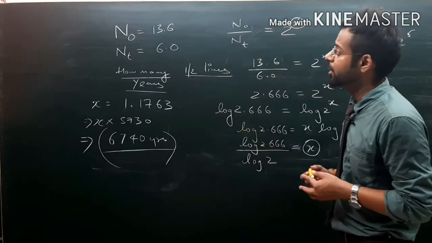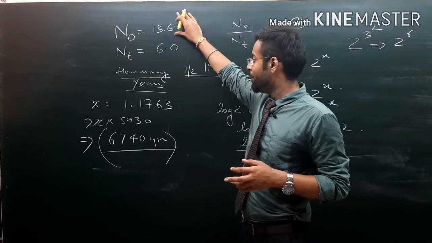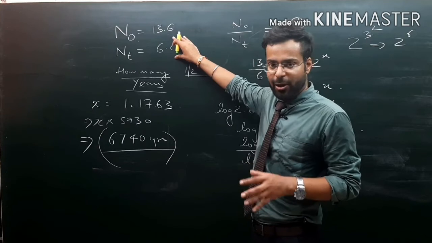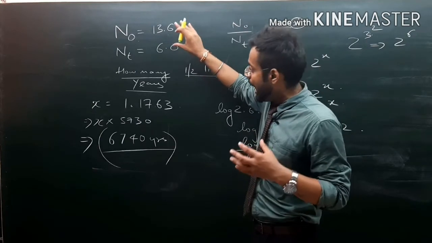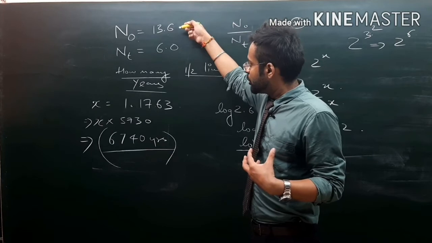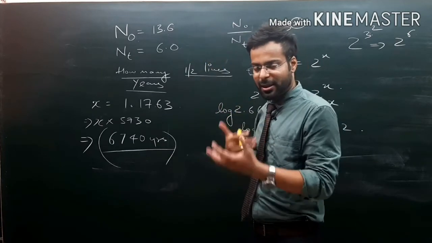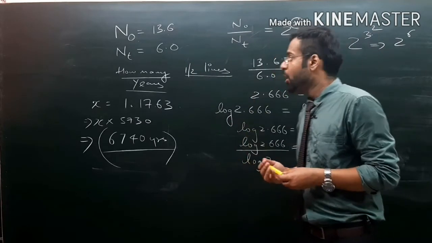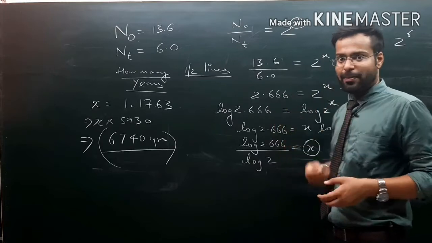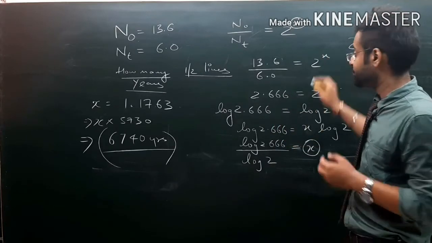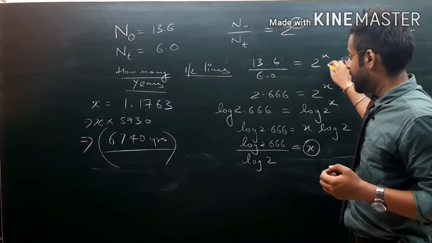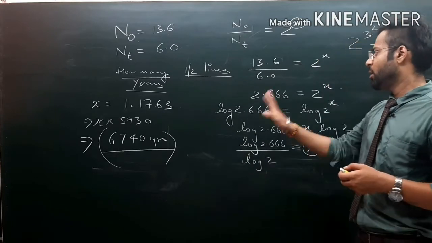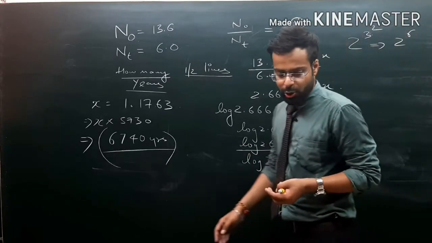I'll repeat that again. How did we calculate it? We knew how much carbon 14 is normally present in a sample. We calculated the amount of carbon 14 in our fossil. We took out the ratio, by how much it decreased, and to reach that, how many half-lives must have passed. We raised 2 to the power x, and then we calculated x. So x tells us how many half-lives have passed, and then we multiplied this x with 5730, and we got our answer. Now let's do another numerical.